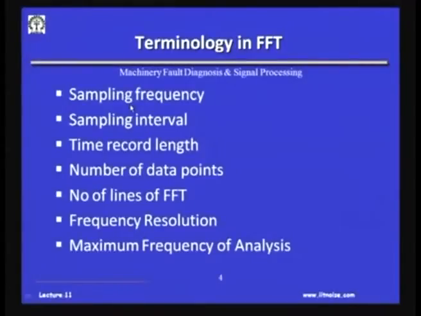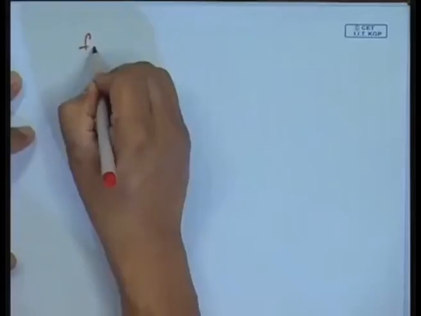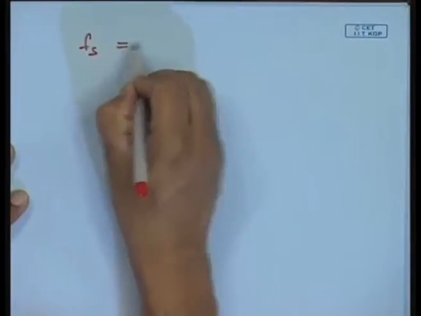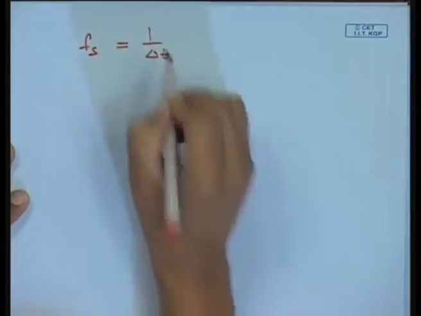Now, before we see the relationship, let us see what certain terminologies in this FFT mean, and they all will relate to my original Fs, because we all know what Fs is, the sampling frequency, and we know how it was related to the feature, it is a property of the data acquisition card, and sampling interval related to this.